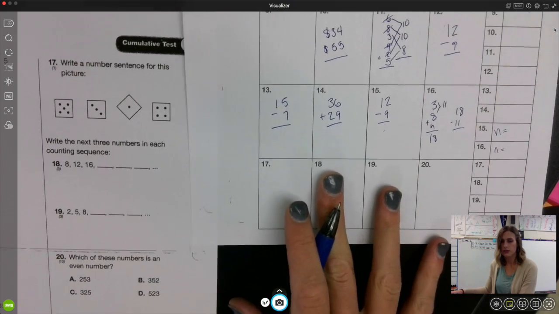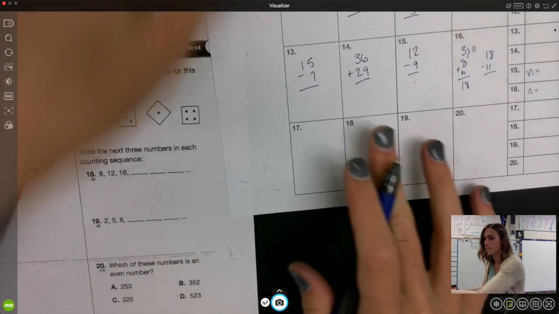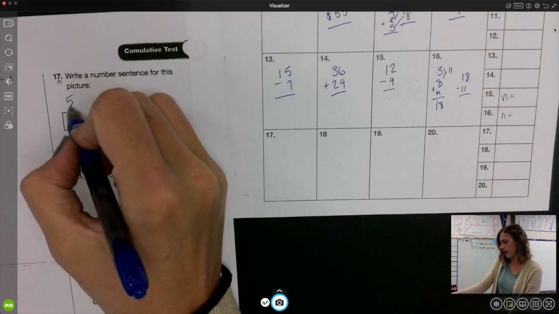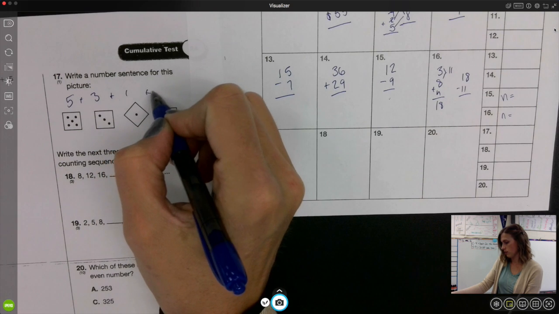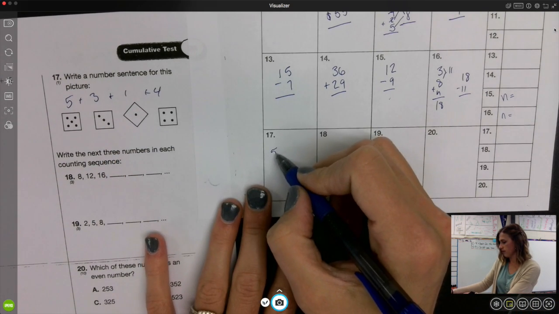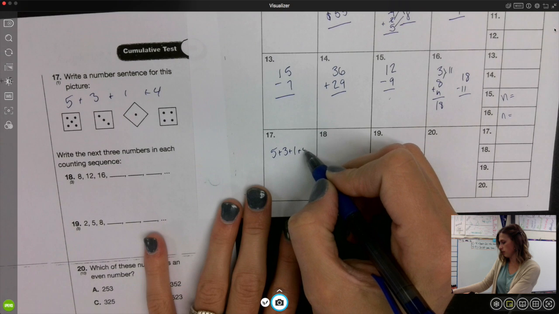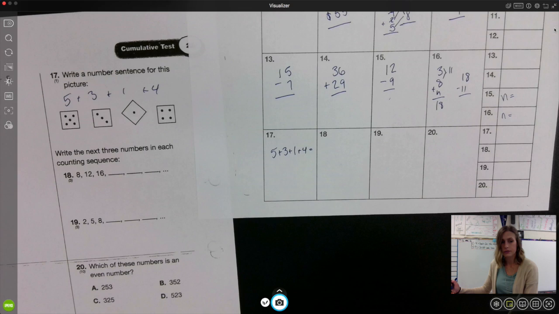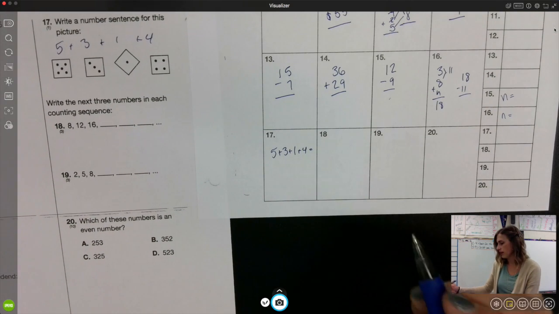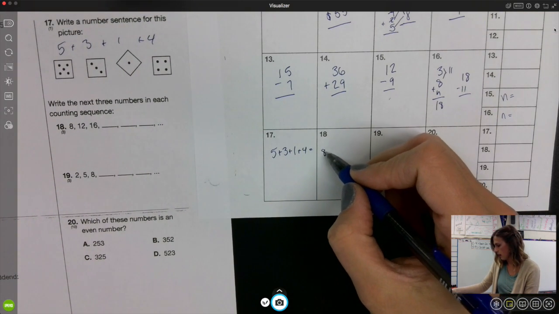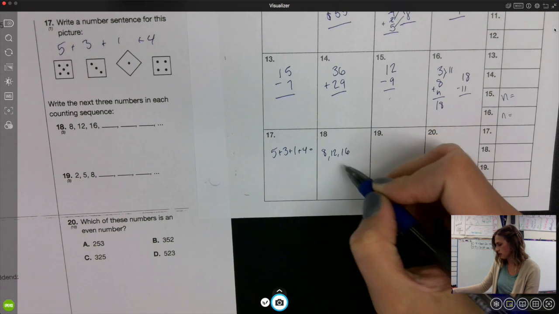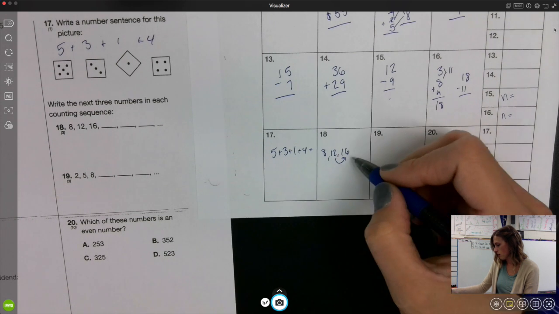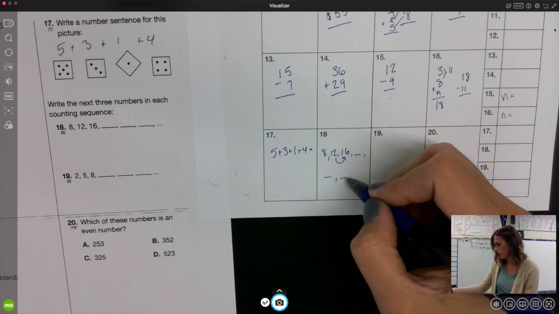Then go here to 17. Write a number sentence for this picture. So I've got 5 plus 3 plus 1 plus 4. So you're going to do 5 plus 3 plus 1 plus 4. Find out what it equals, and that whole thing will be your answer. 18, we've got some counting sequences. So we've got 8, 12, 16. Find what that's going up by, and then find the next 3 for that.